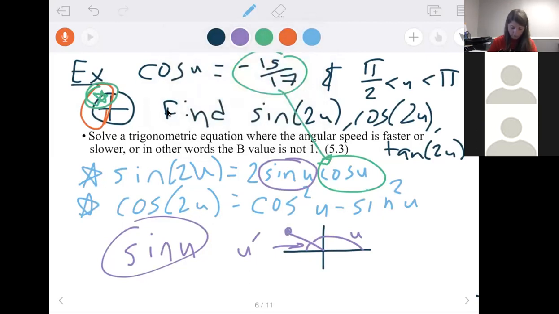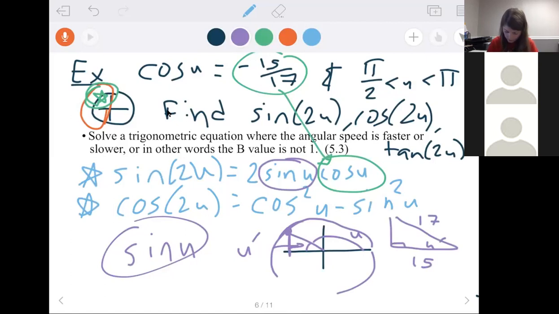because the y value on this piece is also the y value, terrible circle, if you're looking at your larger angle. The sine is positive on both of those angles. So let's go ahead and just focus on the reference angle piece. If this is our u prime, think about your cosine. Cosine is adjacent over hypotenuse. So adjacent is going to be 15, hypotenuse is going to be 17. We're dropping that negative with the reference angle.